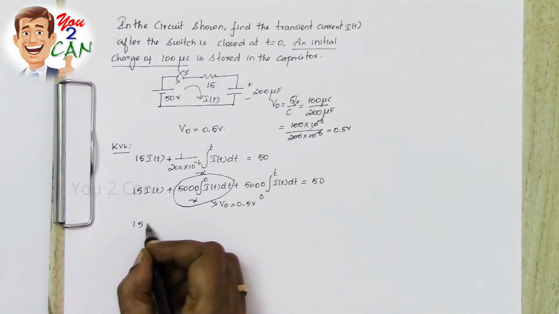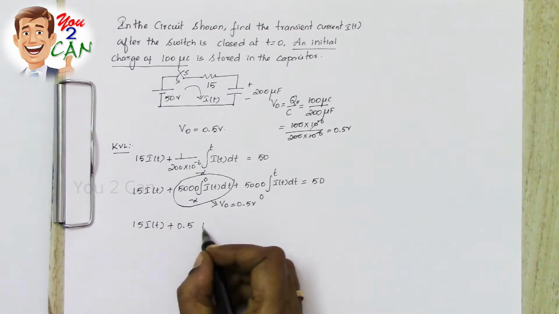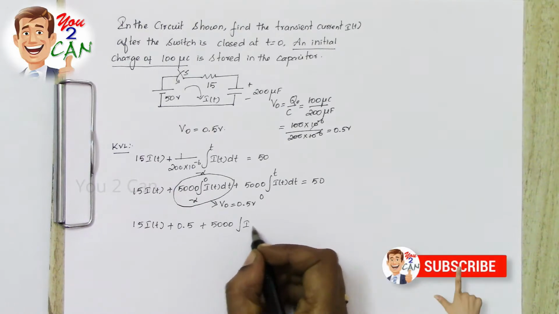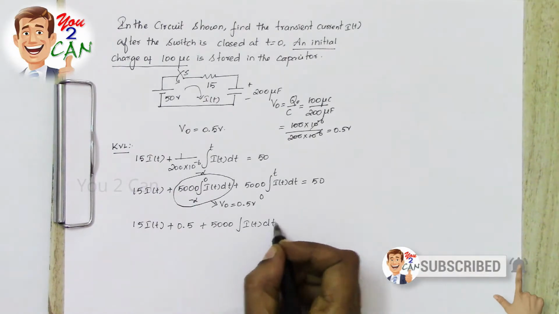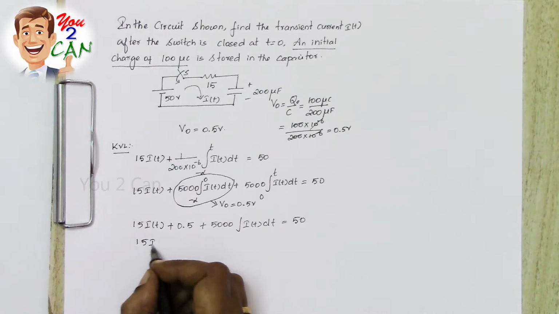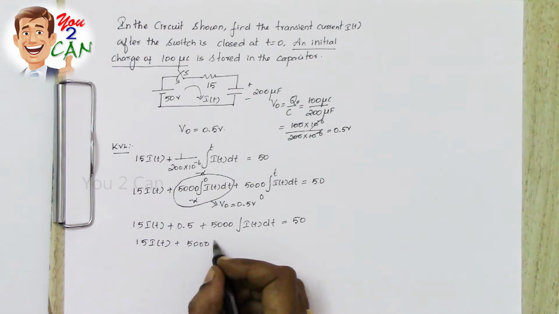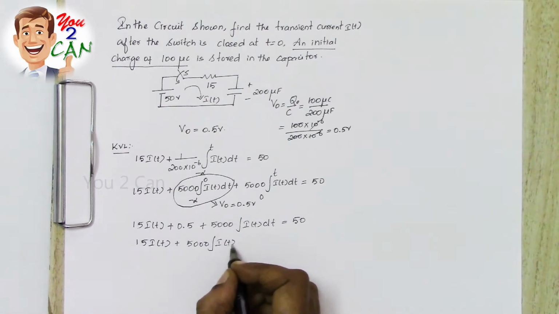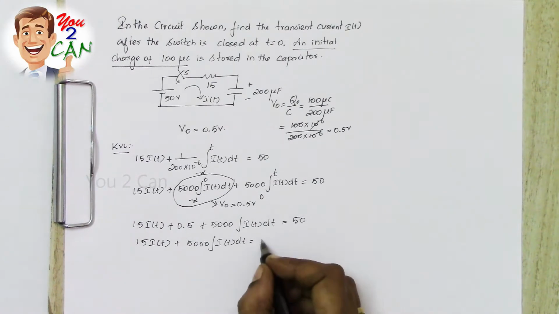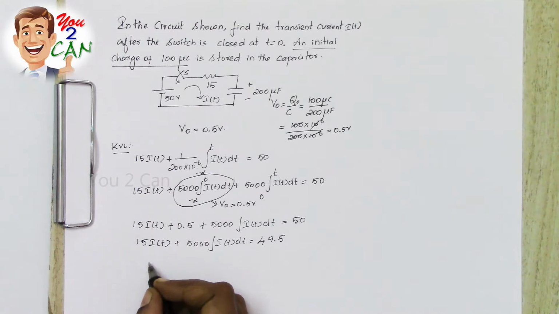So 15 I of t plus 0.5 plus 5000 integral I of t dt will be equal to 50. Now 15 I of t plus 5000 integral I of t dt will be equal to 50 minus 0.5, that will be 49.5. Now take Laplace.